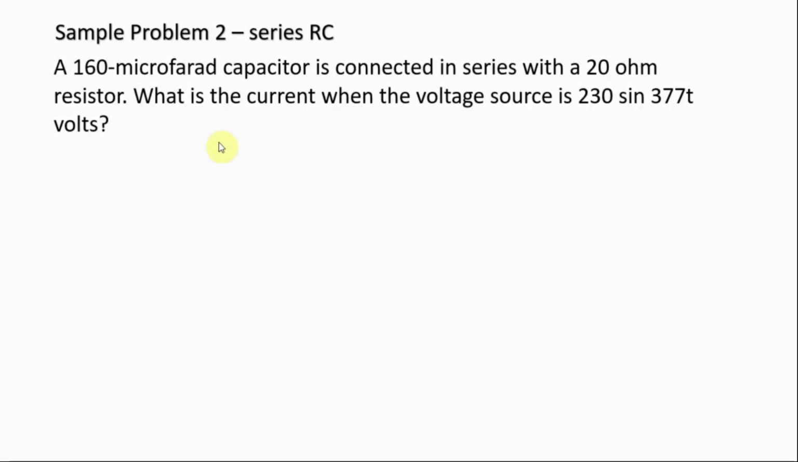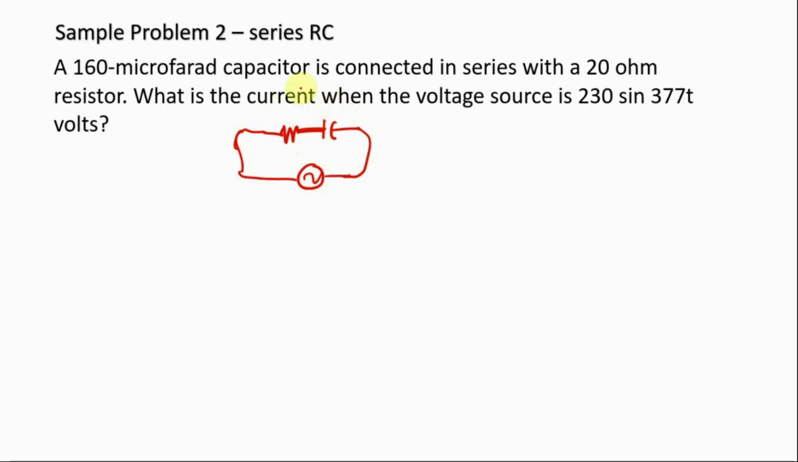So let us try to solve this simple problem with regards to the topic series RC, or the resistor and capacitor in series. So we have here a 160 microfarad capacitor connected in series with a 20 ohm resistor. We are tasked to solve again the current when the voltage source is 230 sine 377t volts. It is just reflected in this circuit diagram. This is a resistor in series with a capacitor, supplied by an alternating voltage source.